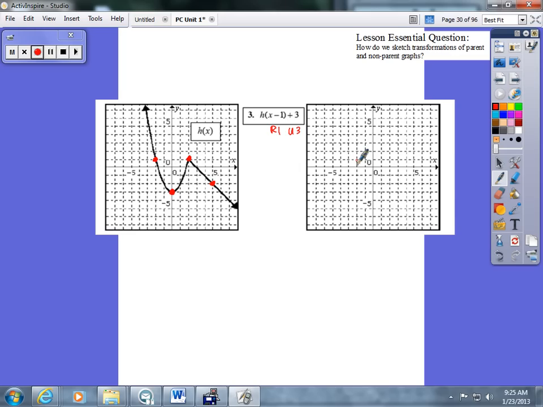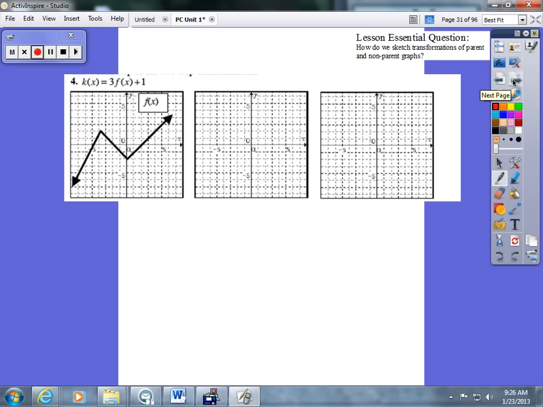So this point here is going to go right 1, up 3. The y-intercept is going to go right 1, up 3. This point is going to go right 1, up 3. And then last I have this point going right 1, up 3. So I have a two-part problem here. It's a parabola combined with a linear. That's called a piecewise function. We'll learn more about that in Unit 2.